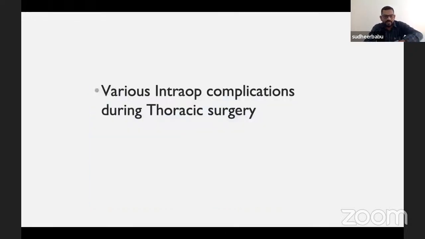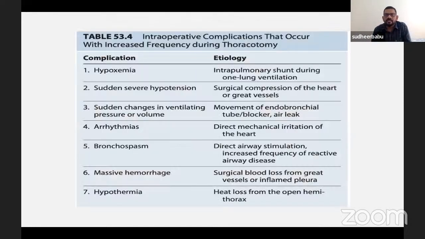Okay. So what are the various intra-op complications during thoracic surgery? If you see hypoxemia, sudden severe hypotension can happen because of surgical compression of the heart or vessels, and also remaining things like bronchospasm, arrhythmias, all those things. Hypothermia also is one of the most important things.